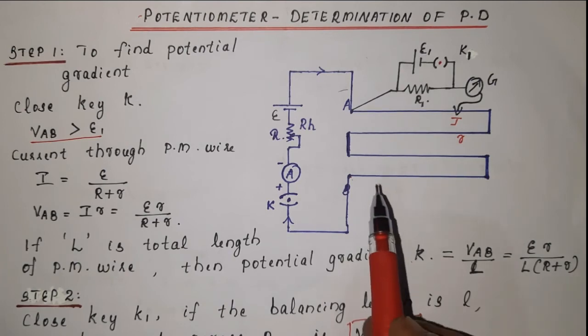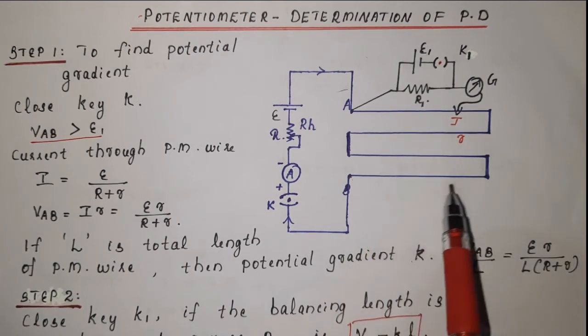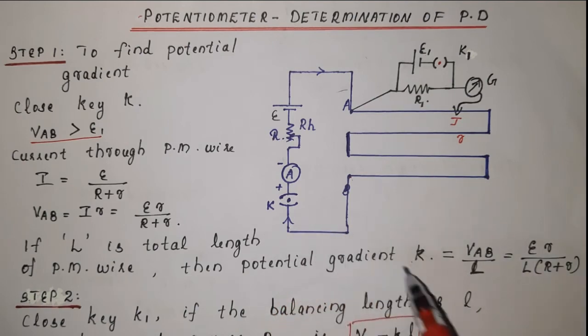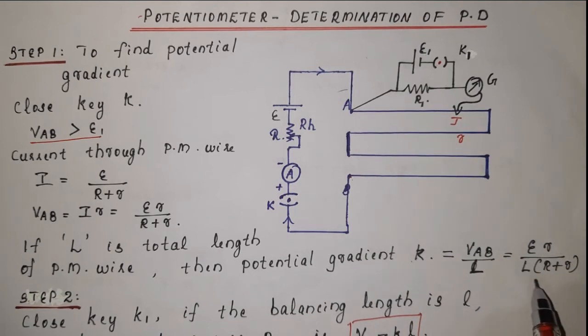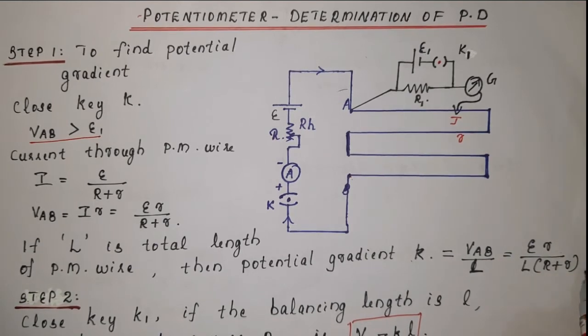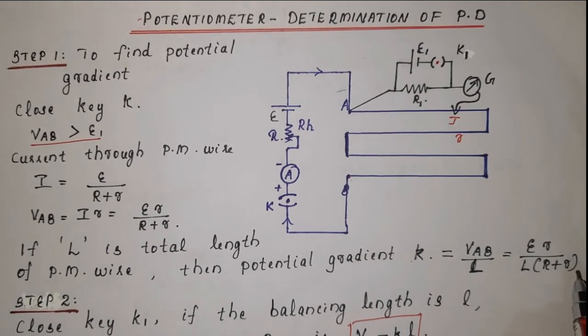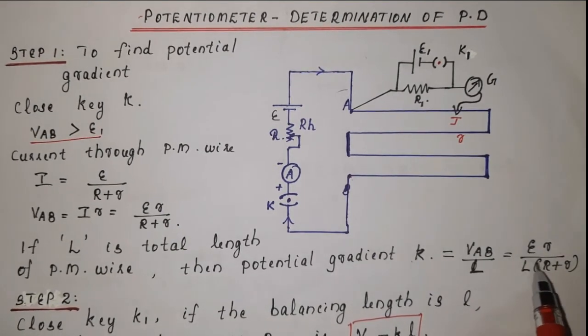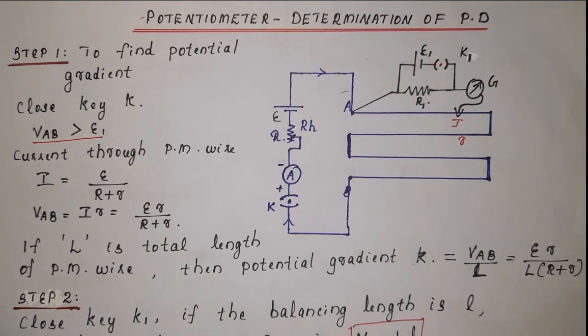Now, if capital L is the total length of the potentiometer wire, then the potential gradient is given by VAB by L, that is epsilon r divided by L into R plus r. So this explains how to find the potential gradient.